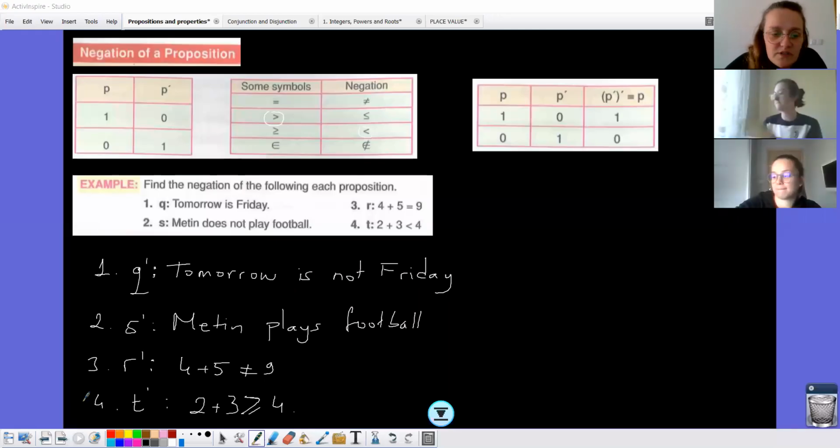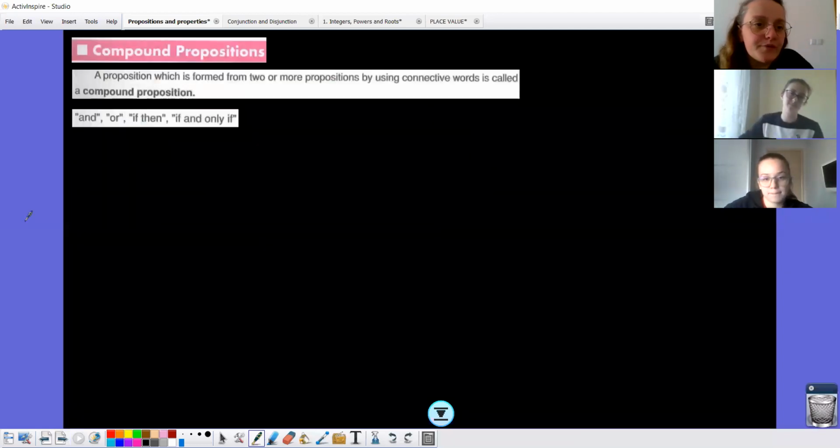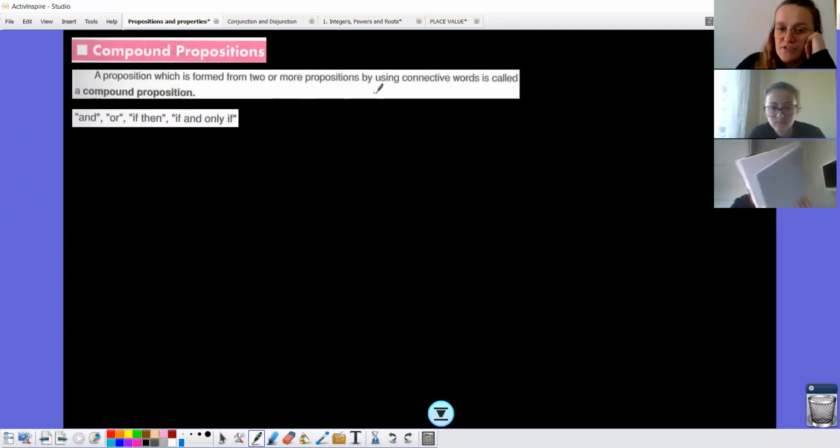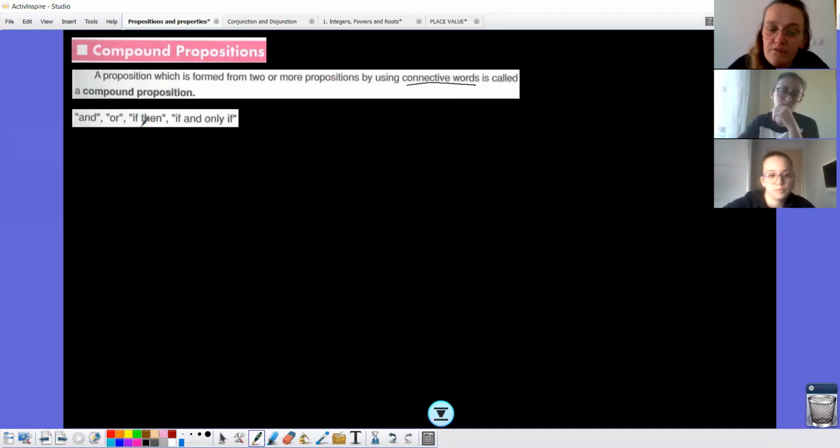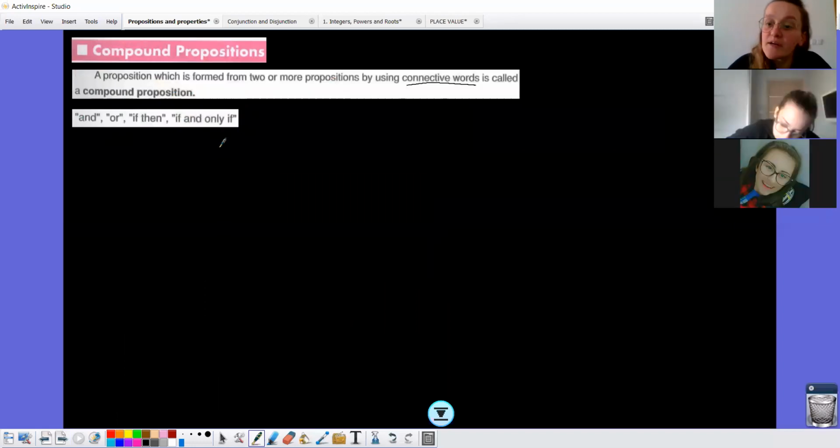Negation of proposition, we did this one. And compound propositions: a proposition which is formed from two or more propositions by using connective words is called a compound proposition. Some of the connective words are and, or, if then, if and only if. Here they are written, but in the next lesson, we'll study them with the mathematical signs.